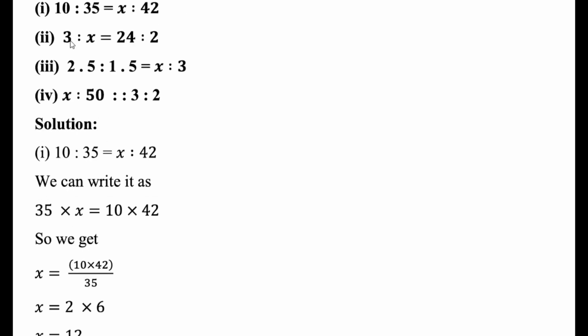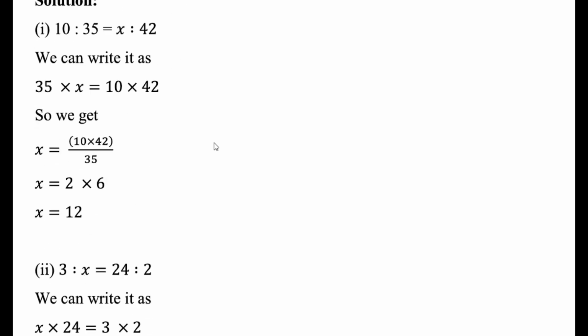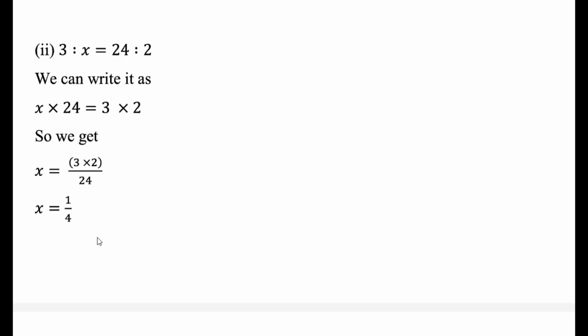So coming to the second, that is 3 is to x is equal to 24 is to 2. So x into 24 is equal to 3 into 2. So x will be equal to 3 into 2 by 24. That comes to 1 by 4. Come to the next problem.